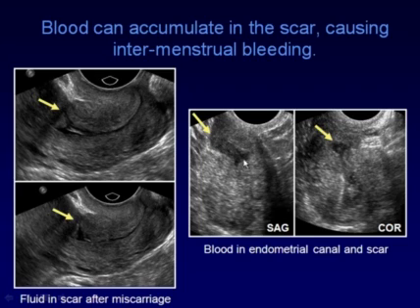Here's another patient. You can see the blood almost seems to extend all the way through the myometrium to the serosal edge. Both of these patients, when asked, gave a history of spotting after menses. They complained of the menses being too prolonged.